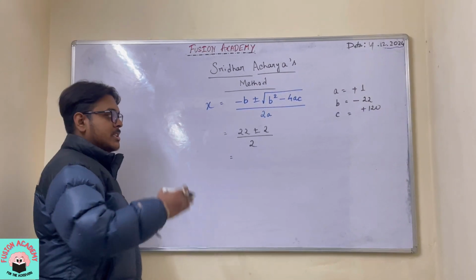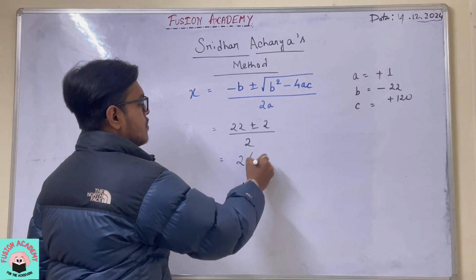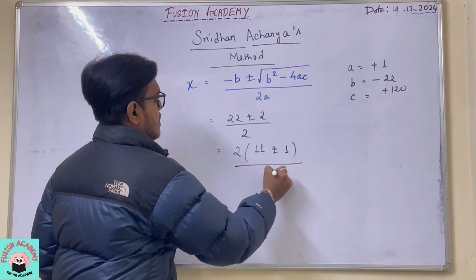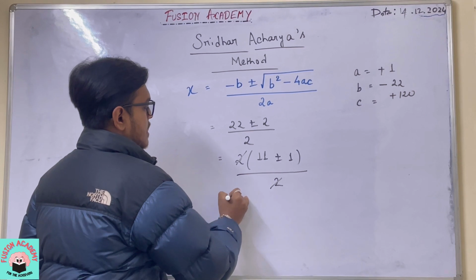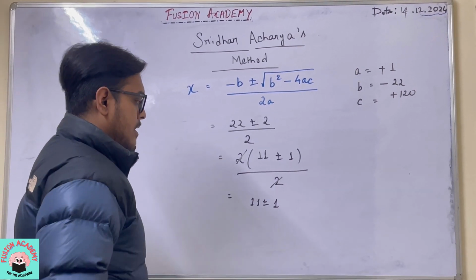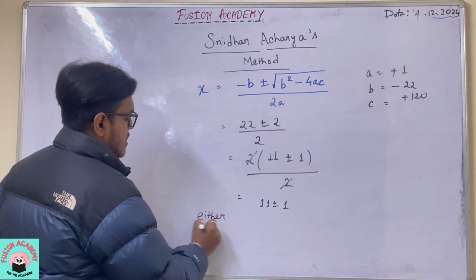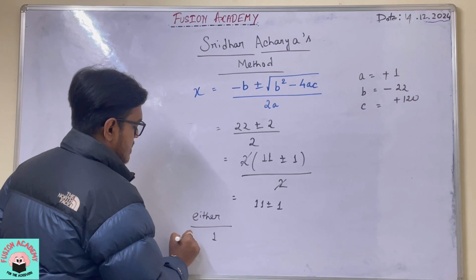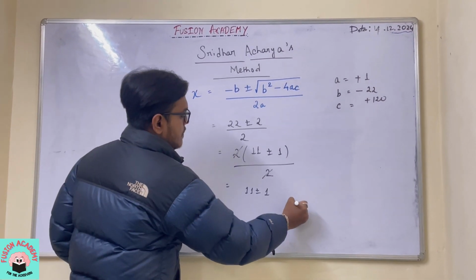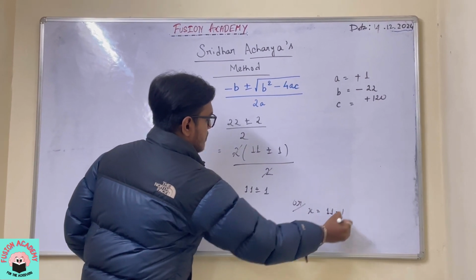Alright, so this is the portion that we got at last. Now let's take out the commons from here. That is, if we can take out 2, we are getting 11 plus minus 1 whole divided by 2. Now this 2 and 2 will cancel off and we will get 11 plus minus 1. From here we are going to get two roots. First we will consider the either situation where we will take x equal to 11 plus 1, and then we will take the other situation where we will get x equal to 11 minus 1.